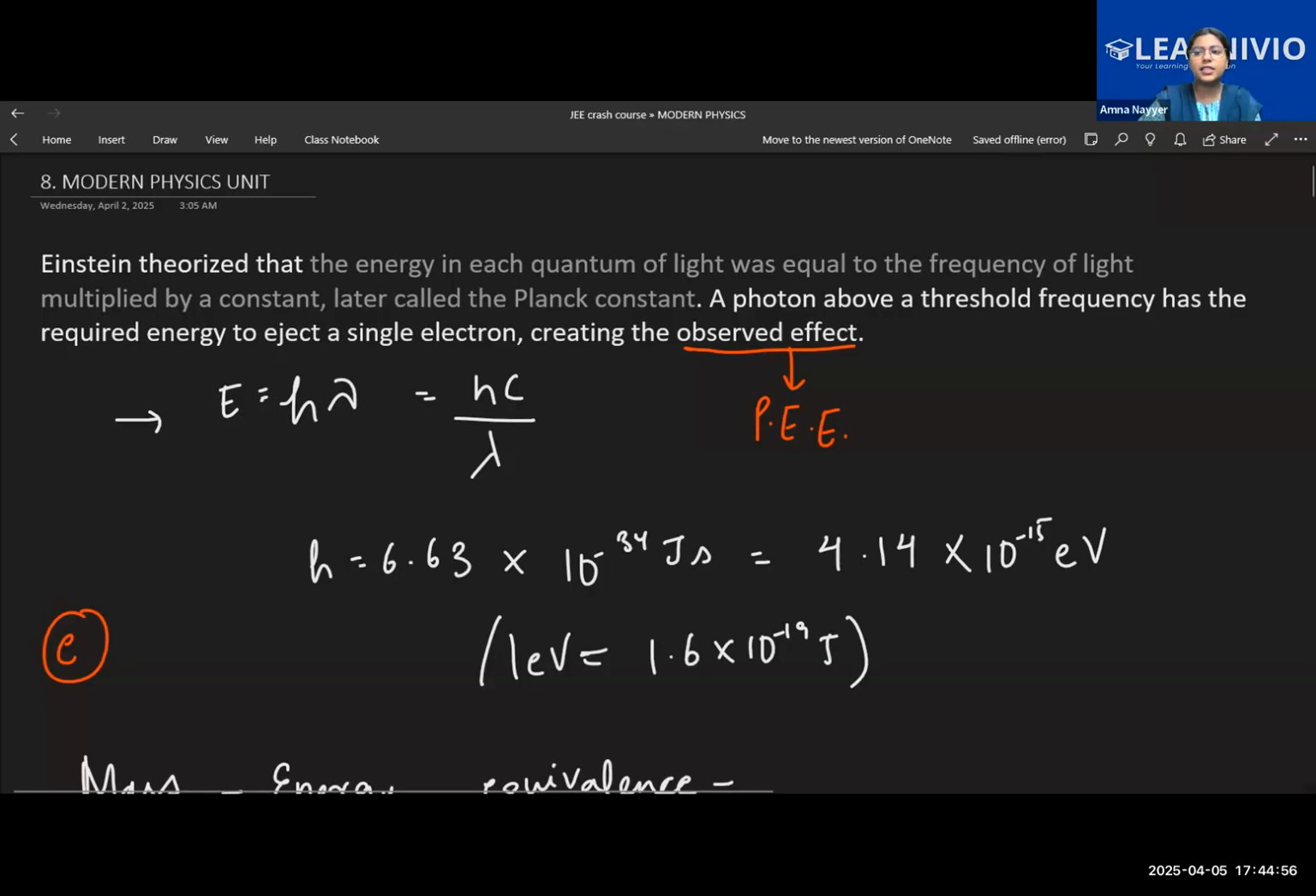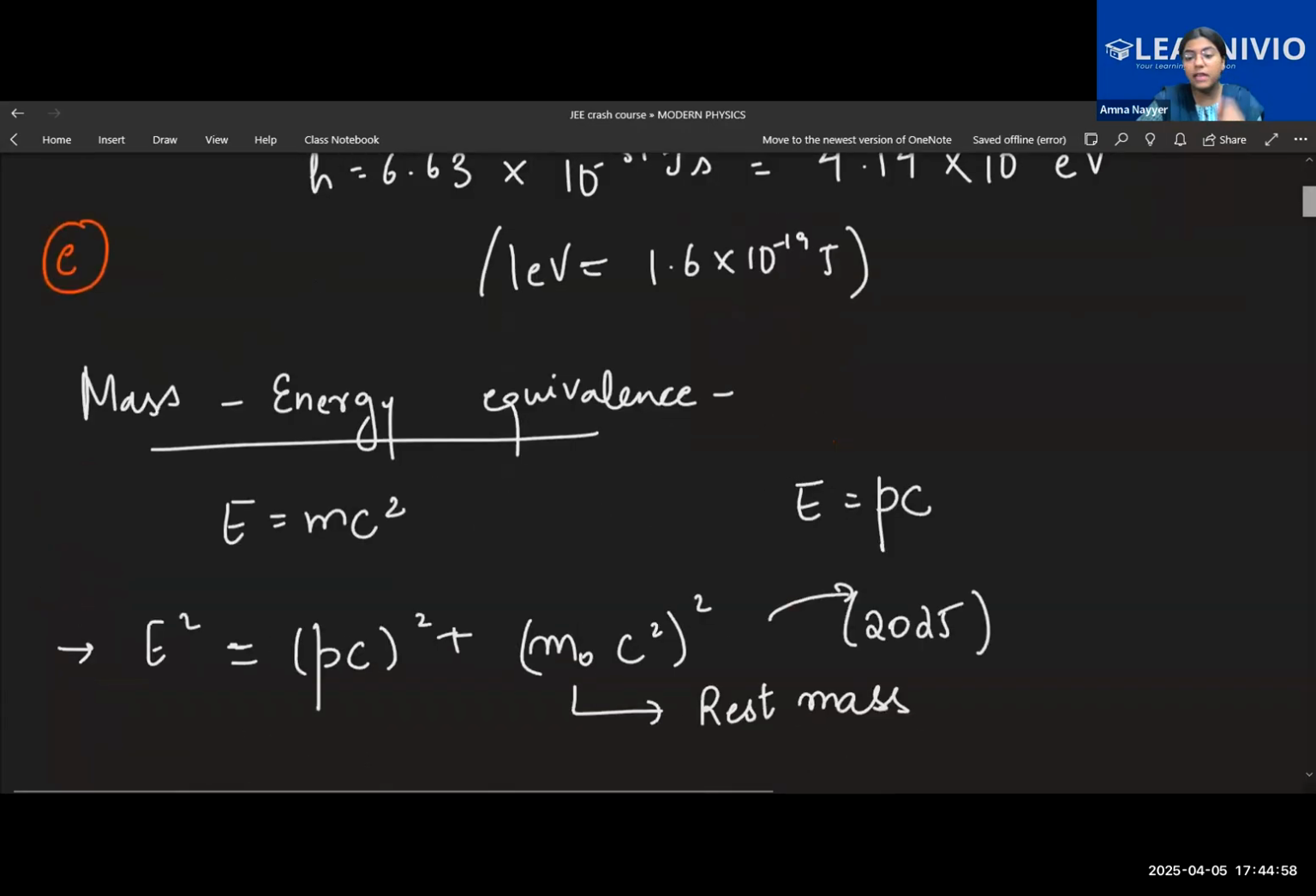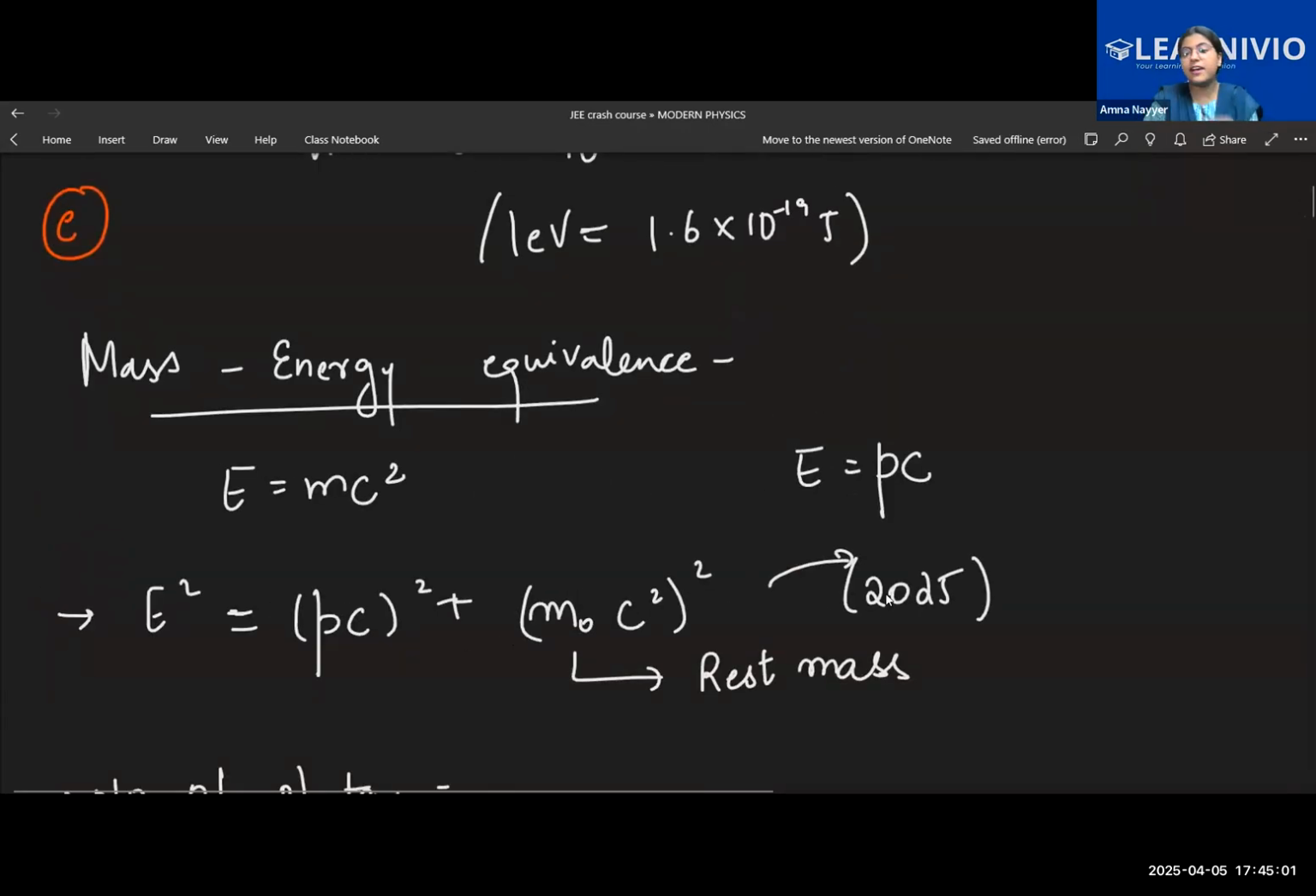Then you have mass energy equivalence, which is very important for your entrance. This exact energy equation came in your 2025 paper. You know, energy E is equal to mc square, the basic equation which describes the relationship between mass and energy. So how are mass and energy related? E is equal to mc square. What is c here? Speed of light. This is the speed of light, that is 3 into 10 to the power 8 meter per second.